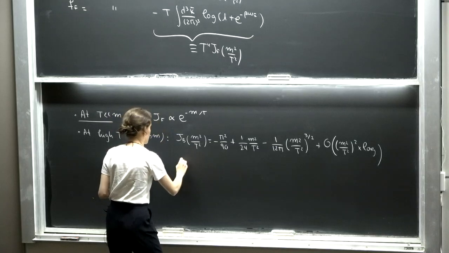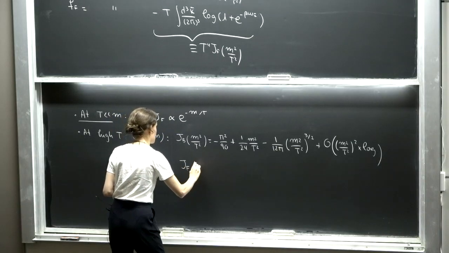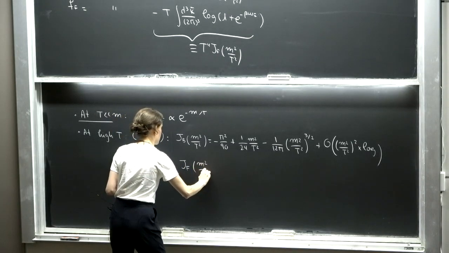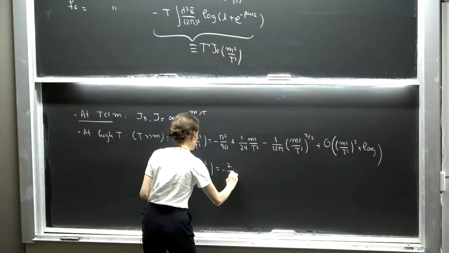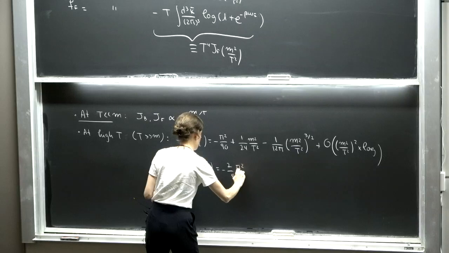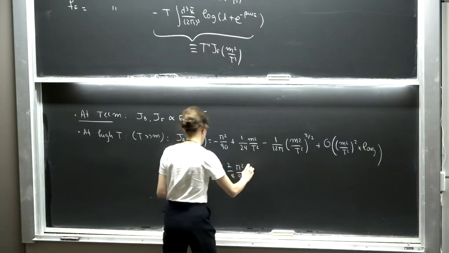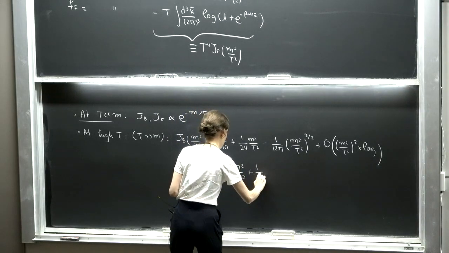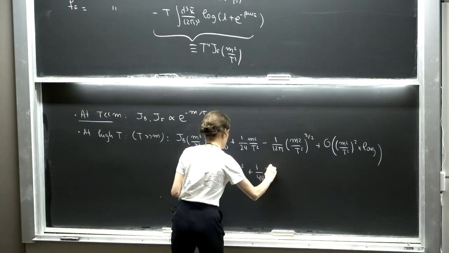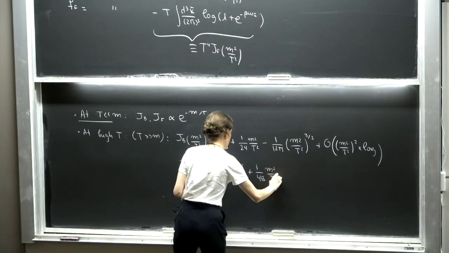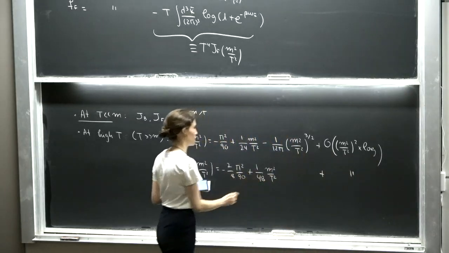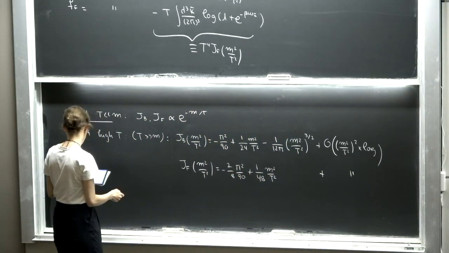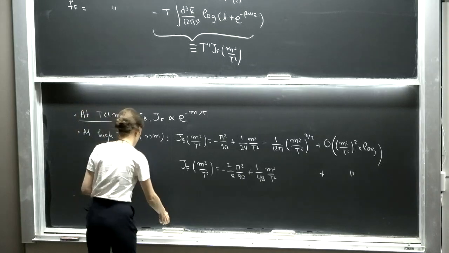And similarly, for fermions, we can expand this. We get something similar, except for some factors. Crucially, there isn't a cubic term for fermions, so we're left with additional corrections of order m squared over T squared, everything is squared.